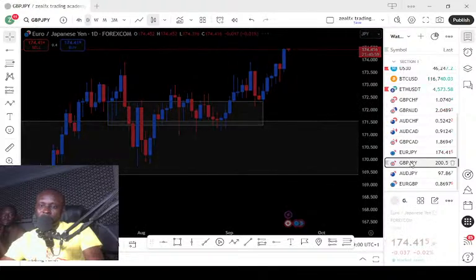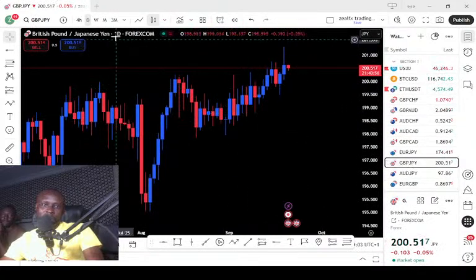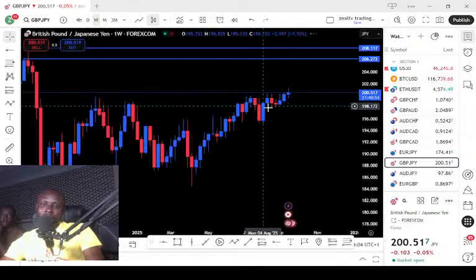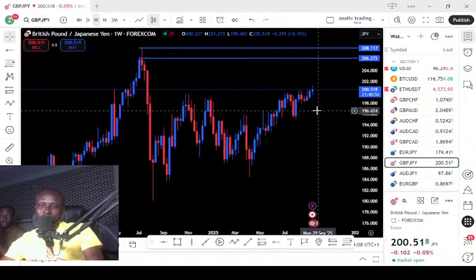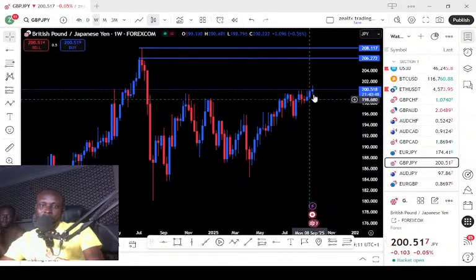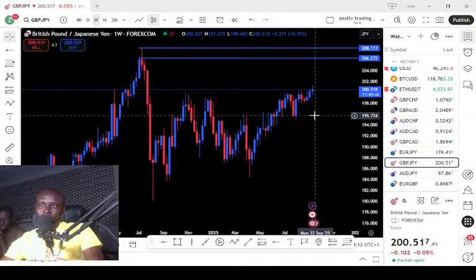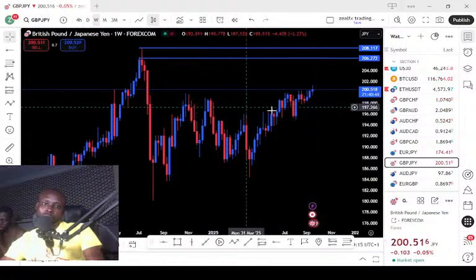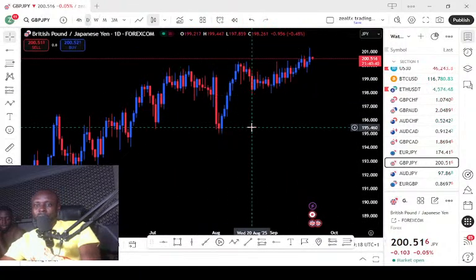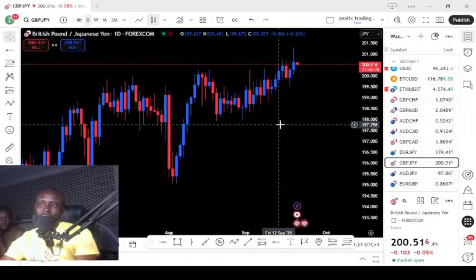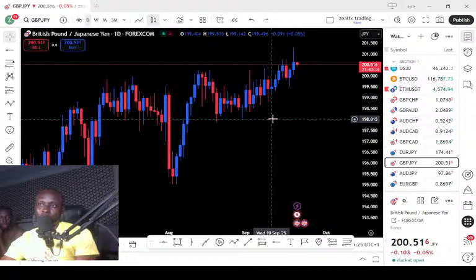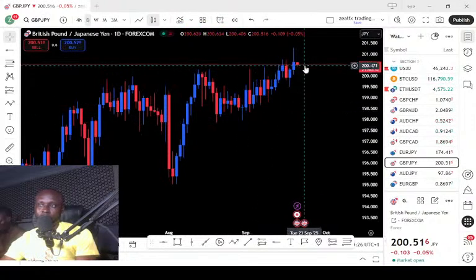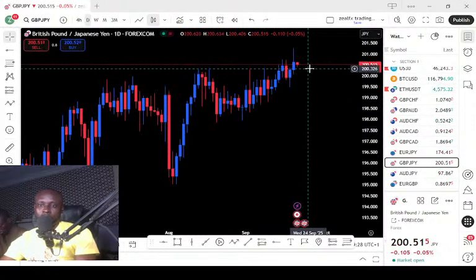So let's look at our next pair, which is the pound JPY. Pound JPY on my weekly chart is in an uptrend. You can see that we have this uptrend structure. So long as you have this uptrend structure, we have to look out for more buying opportunities this week. So let's look at the daily chart. You can also see that the daily chart also has a good structure for buys. So look for more buying opportunities this week for the pound JPY.